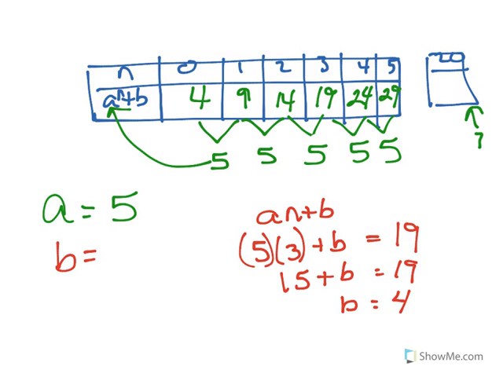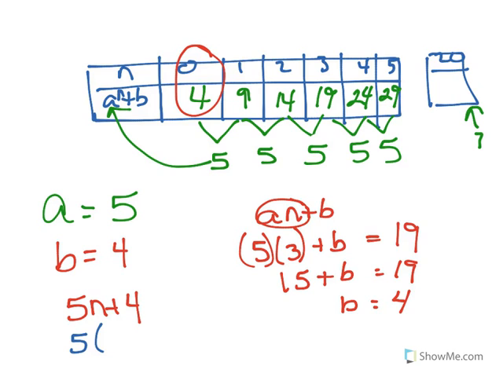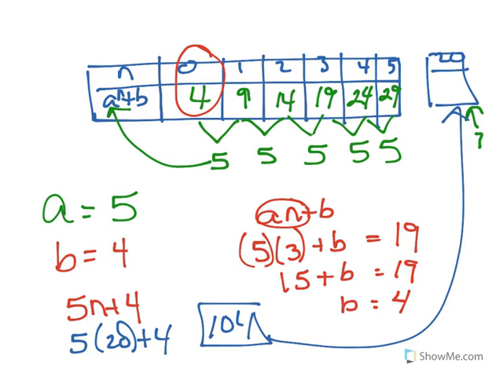Now, a very simple way of doing it is let n equal 0, and anything with n is going to equal 0, and so you're going to be left with b. So b is 4. So then the expression is going to be 5n plus 4. And if we want to solve for what it's going to be when n is 20, we do 5 times 20 plus 4, which is 104. And that's what that's going to be.